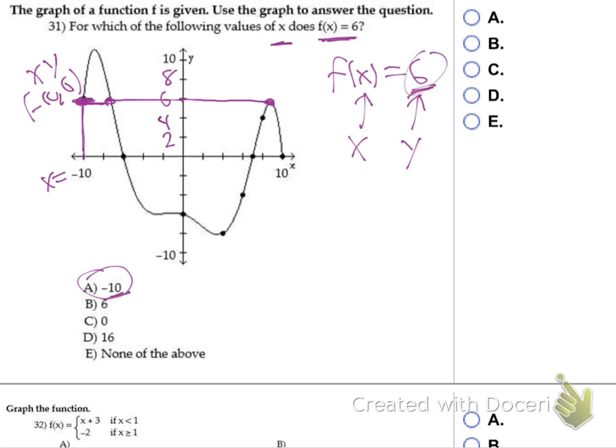Y is 6. Is that okay? See how I did that? I just looked and I said, okay, what you plug in is x, what comes out is y. They're saying y is 6. I drew a line at 6, found 3 points, and this is the one they're listing. Those two really aren't points on the graph, are they?